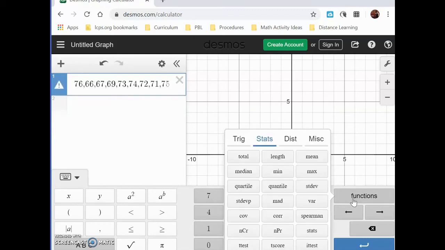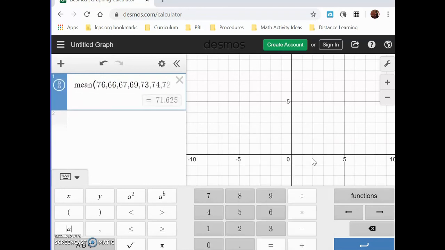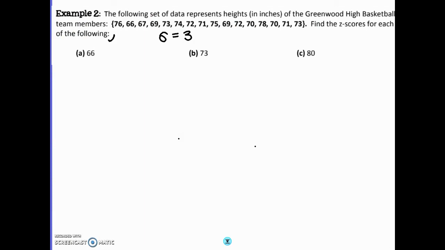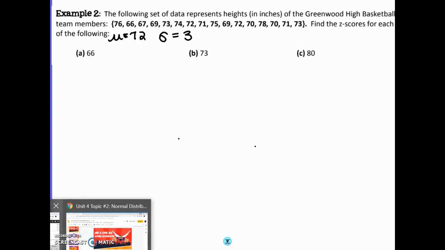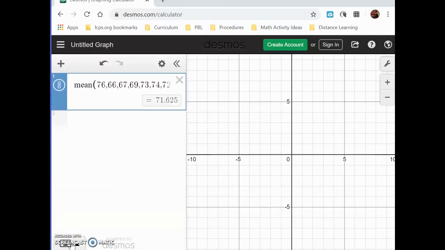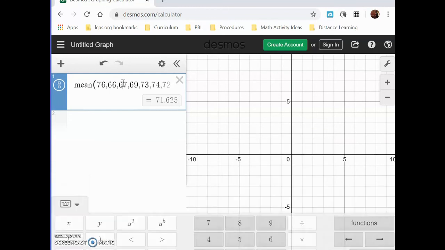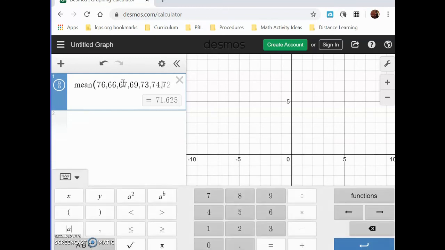Because I can now find the mean. It's going to be 71.62. Again, I will round up to 72. So again, if you are given data and not the precise mean and sigma, go to Desmos, go to the keyboard down here, and functions, specifically statistics, where you find mean and standard deviation. All I did was type in all the values with commas between them to get my answer.